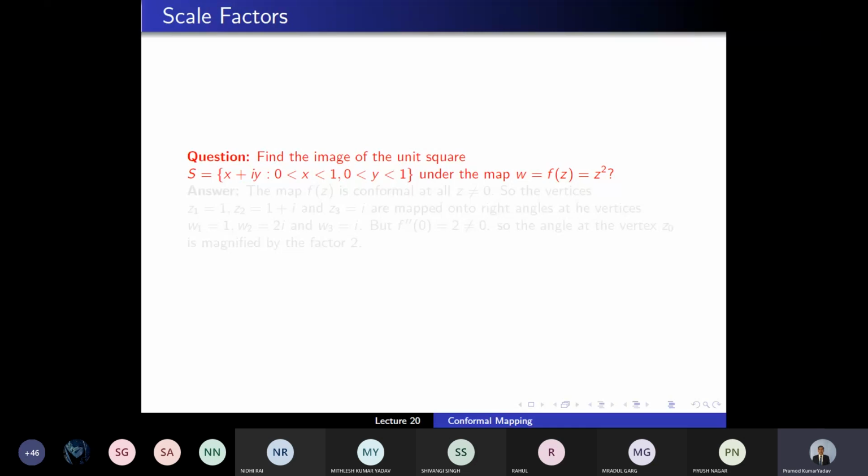What is the meaning of this? It means this is a region in the z plane. The z plane region is like a square. X from 0 to 1 and y from 0 to 1, so it is a square.